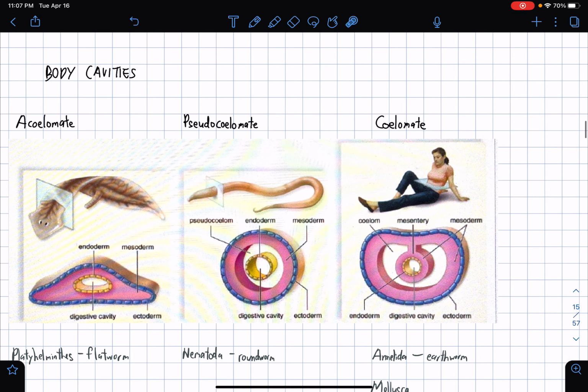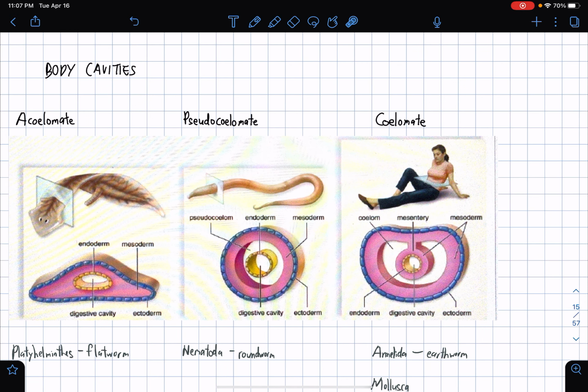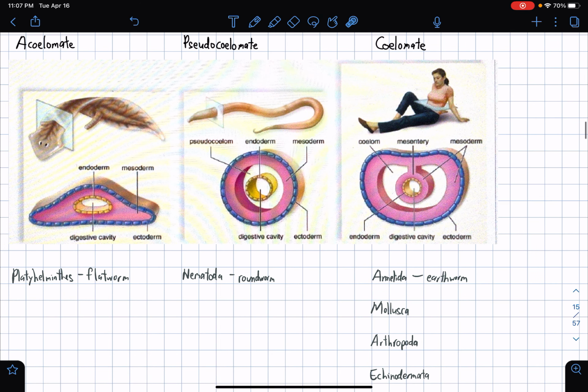Let's go to body cavities. So we have acoelomate, pseudocoelomate, and coelomate. Humans fall under this category of body cavities. Pseudocoelomate, I believe this is nematoda, or basically roundworms. For acoelomate, one example is flatworms. The more formal name for that is platyhelminthes. I think this is the most basic kind of worm. Next is nematoda, and the next is annelida. Annelida, or earthworms.